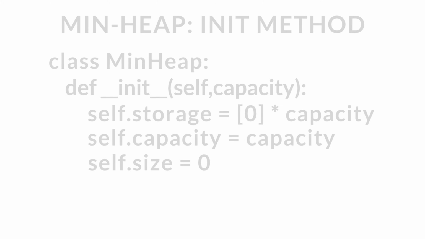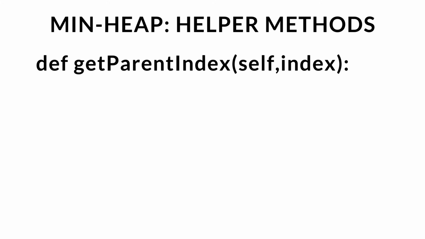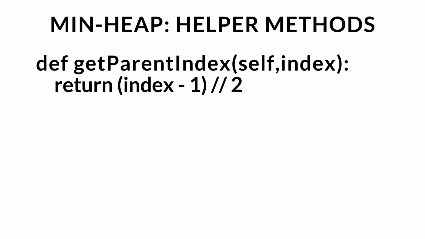Next, we're going to have a ton of helper methods. The first helper methods that we're going to be going over are going to help us calculate the parent and child indices. So we'll declare the getParentIndex method, which has an index param. The index param being the index of the node that you want to find the parent index of. So we'll just return index minus 1, floor division 2.